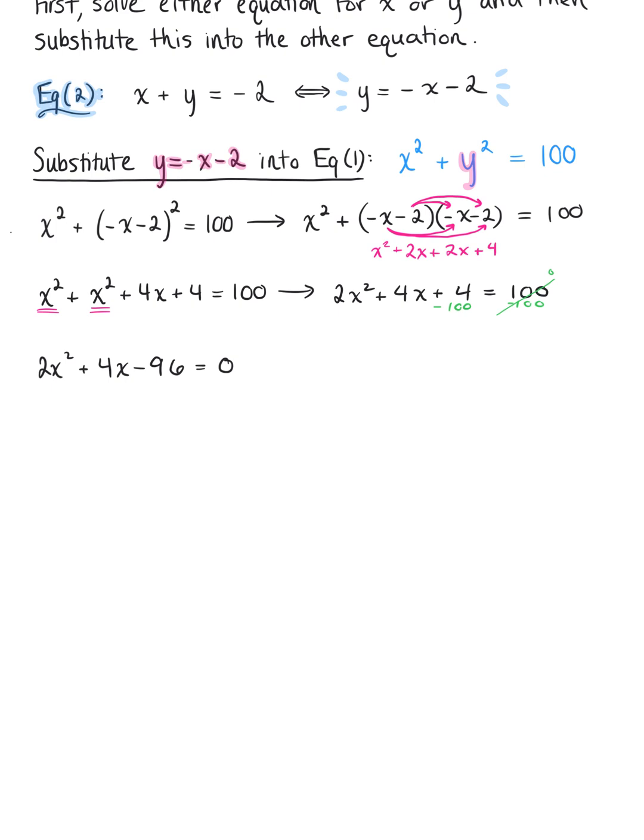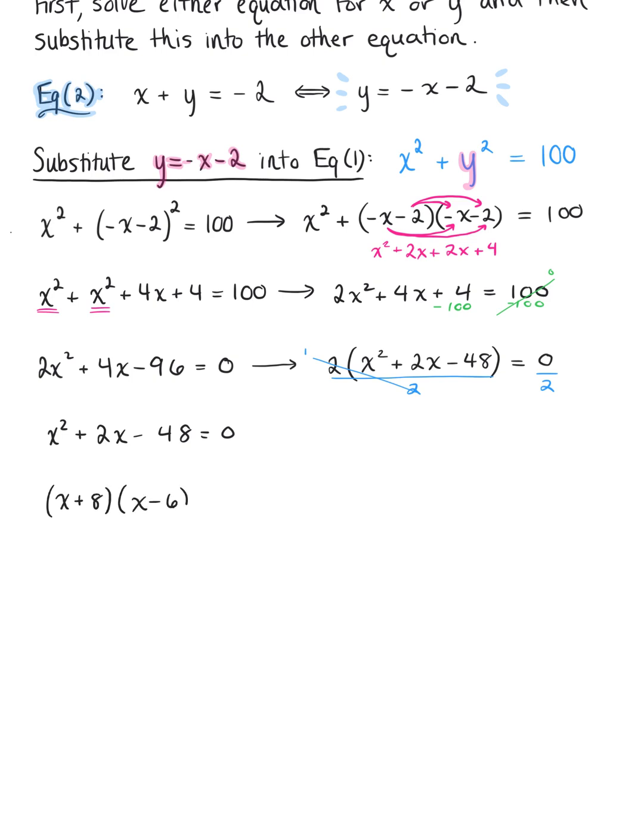Now notice, all of the terms on the left-hand side have a greatest common factor of 2. So pulling this out and dividing both sides by 2, we are left with the simplified quadratic equation, x squared plus 2x minus 48 is equal to 0, which is just a little easier to solve. So factoring this, we are left with the binomial product, x plus 8 multiplied by x minus 6 is equal to 0. And applying the zero factor property, we can solve each binomial separately to find the x-coordinates.